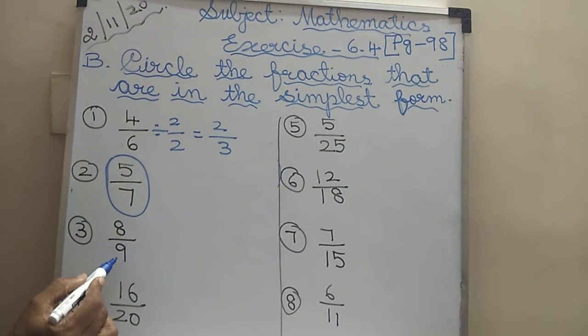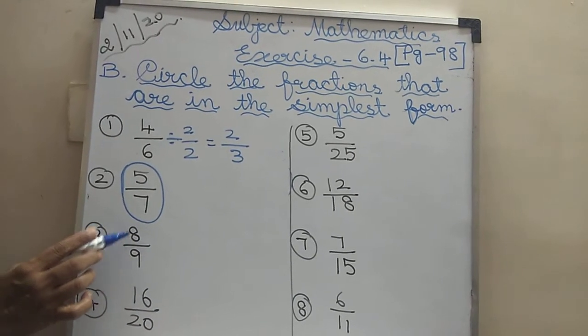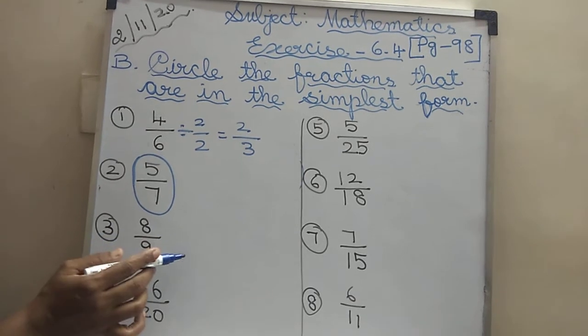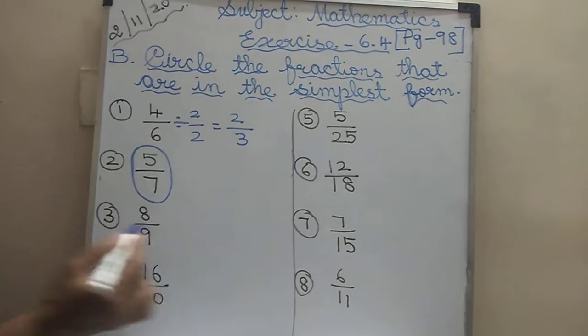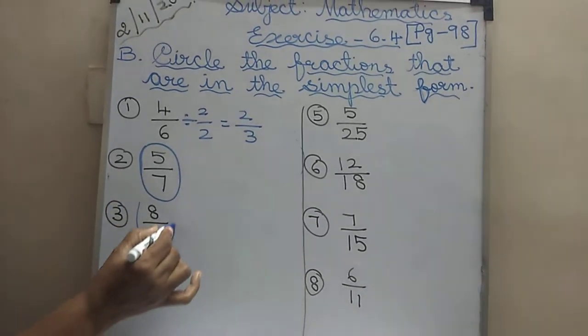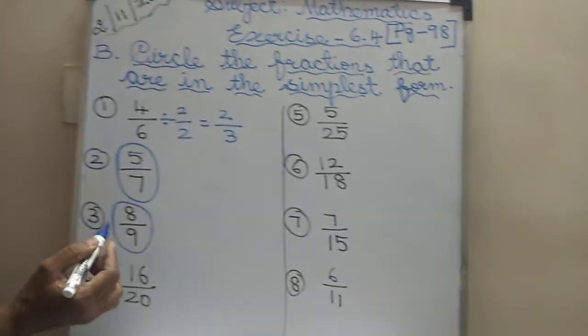Likewise 8 by 9. See, 8 goes in the 8 table and 9 goes in the 9 table. In the 8 table 9 will not go. So you can't divide further. So this is also the simplest form.